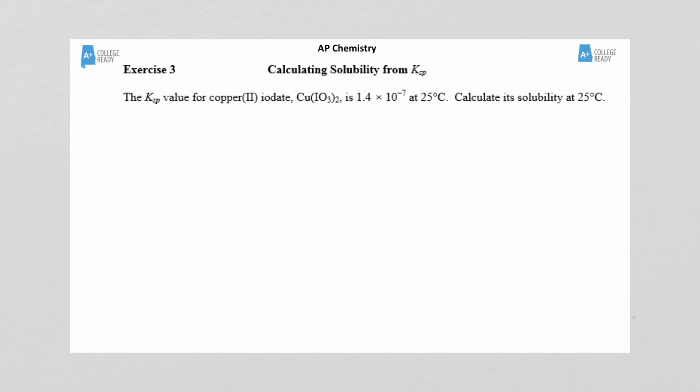Because this example is when they give you the KSP and they're asking for solubility, which is the opposite of what we've just done. So again, start the problem the same way. Start by writing the dissolution reaction of the salt, write its KSP expression, and then think about the relationship of the ions.